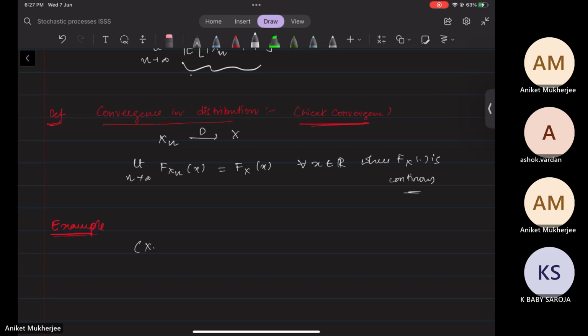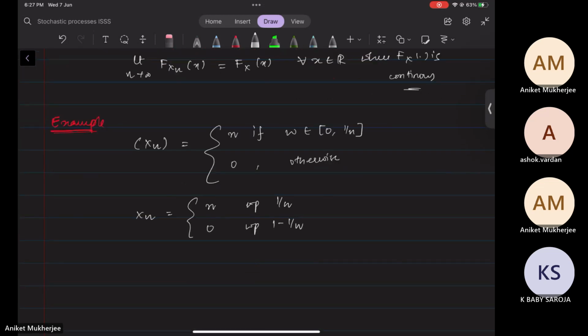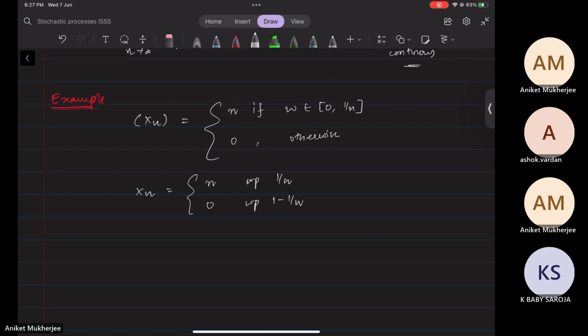You have Xn equal to n if omega belongs to (0, 1/n) and 0 otherwise. So this can be written as Xn equal to n with probability 1/n, and 0 with probability 1 minus 1/n. This we have done before. Now what I want you to see is when omega is not equal to 0, so omega belongs to (0, 1], open at 0, closed at 1.